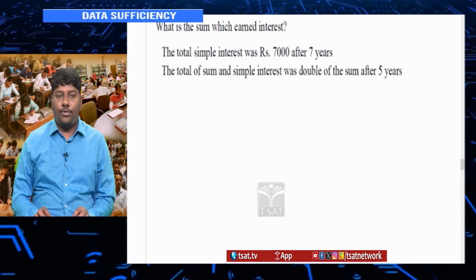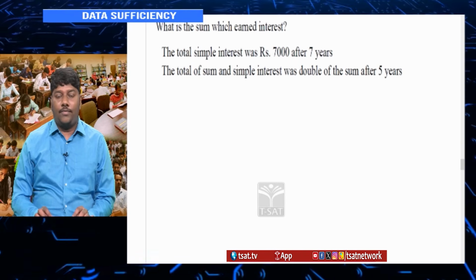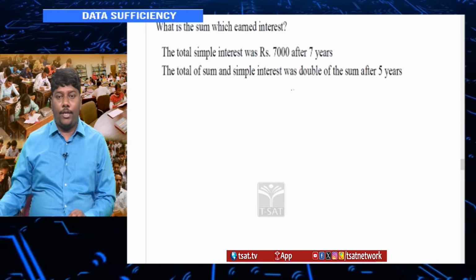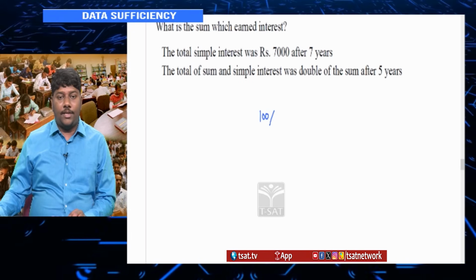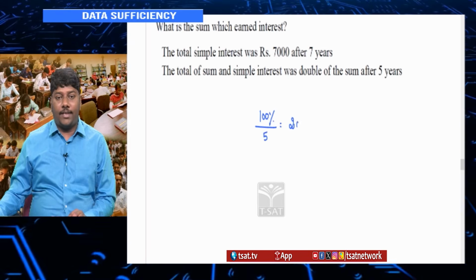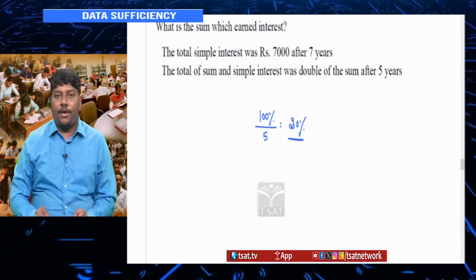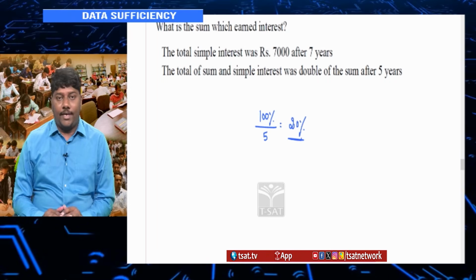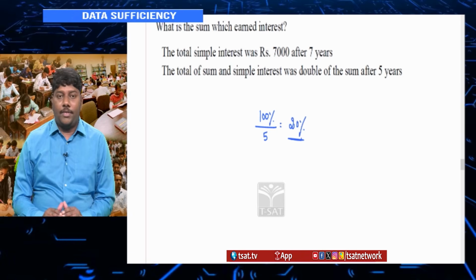When it comes to statement 2, the total of sum and simple interest was double of the sum after 5 years. For example, if you put 1 rupee, you get 2 rupees in 5 years, which means double, so it increased 100% in 5 years. If it increased 100% in 5 years, I am able to say the rate. The rate is 20%. So simple interest at 20% you have given. But can I find out the sum? I can't. Just by knowing the rate, I cannot find out the principal amount. So 20% will not help you.